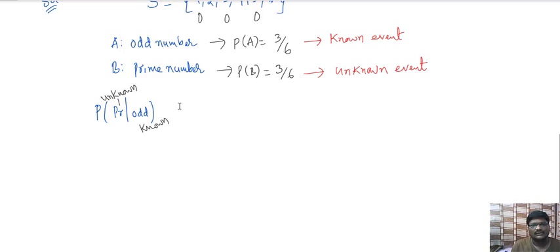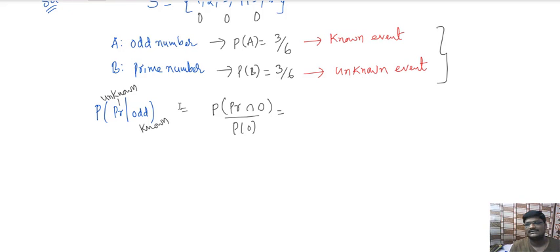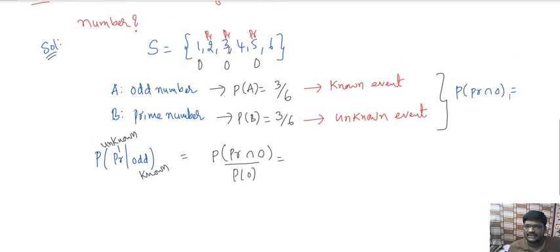So now if I want to represent this, it is the probability of prime number intersection odd number divided by the probability of odd number. Am I correct or not? So this you know that. Then from these two analyses, the probability of prime number intersection odd number: what are the common parts? 2, 3, 5 and 1, 3, 5. So 3 and 5 will be the common parts. So hence the intersection will be 2 divided by 6.